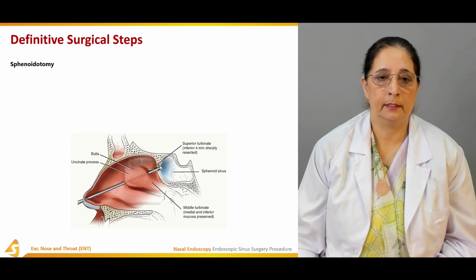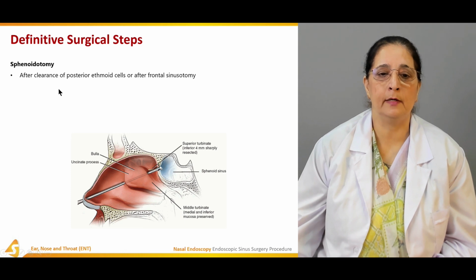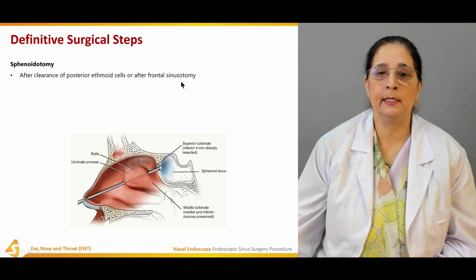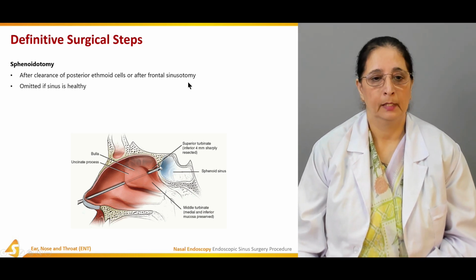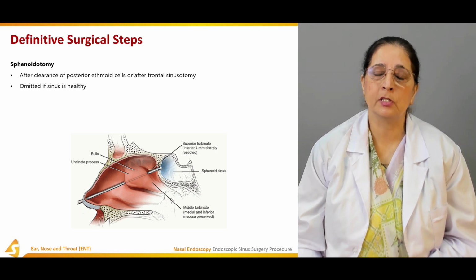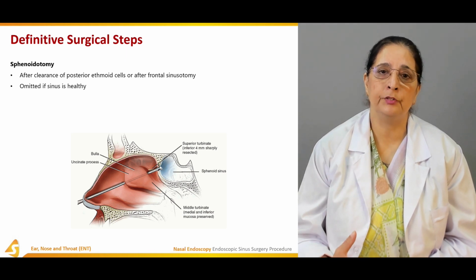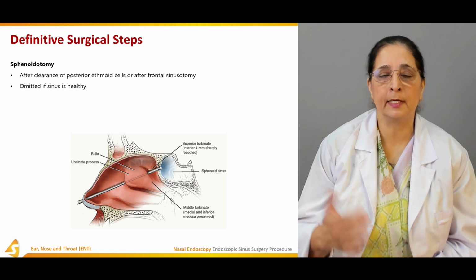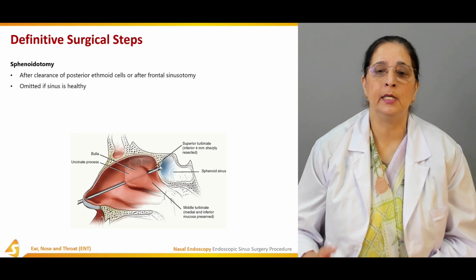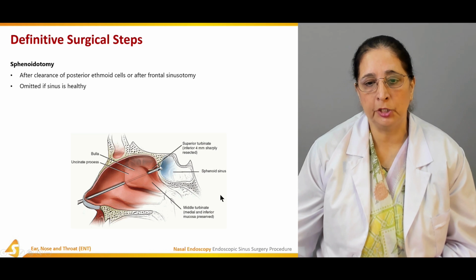Sphenoidotomy, another surgical step, after the clearance of posterior ethmoid cells or after the frontal sinusotomy. Omitted if sinus is healthy, we don't go for sphenoidotomy, which is for the sphenoid sinus. We perform the surgery for maxillary sinus, then frontal sinus, ethmoid sinus, and sphenoidotomy is for the sphenoid sinus. And if the sinus is healthy, we don't need to go for it.